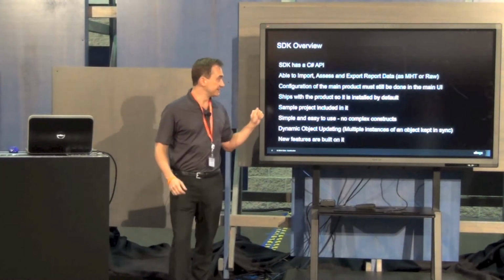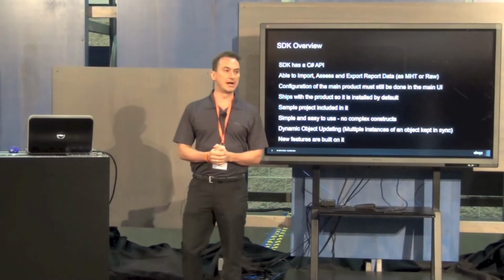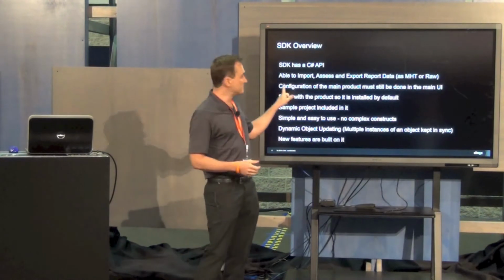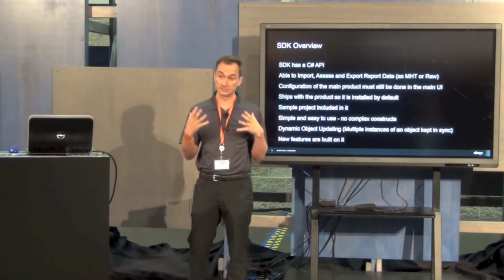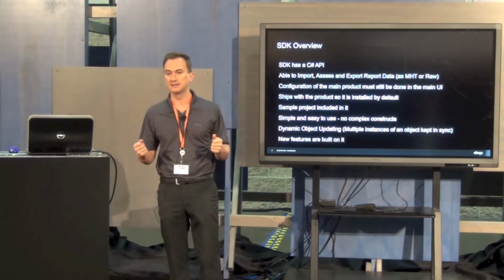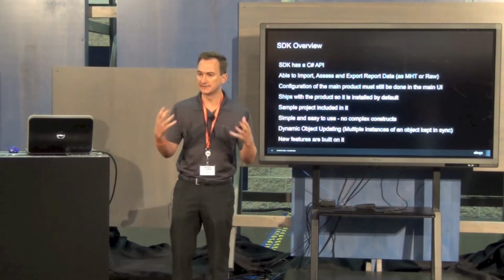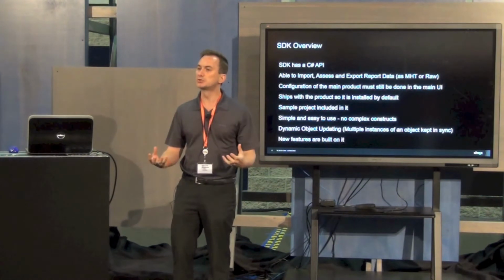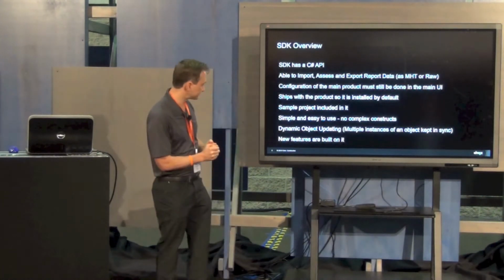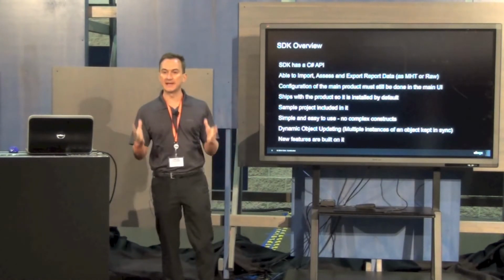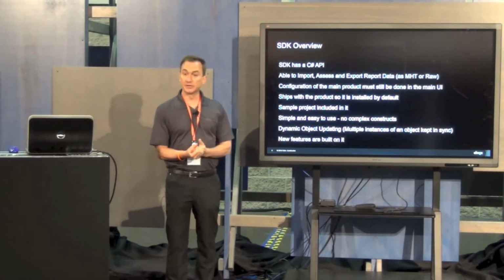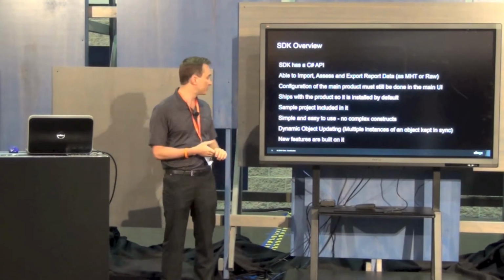One of the things in the first version of this API that's been delivered is that the main configuration still needs to be done in the product. So you do still need to install the UI just to configure things like the virtual machines and which reports you'd like on or off. The great thing is it ships with the product. It's available today in version 7 or later of the AppDNA product.